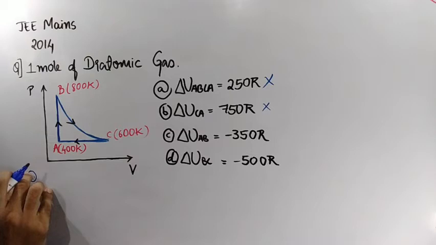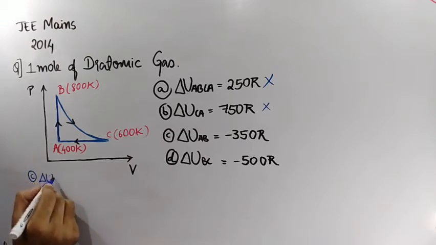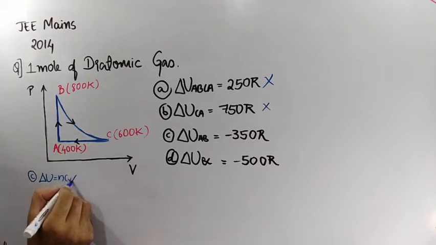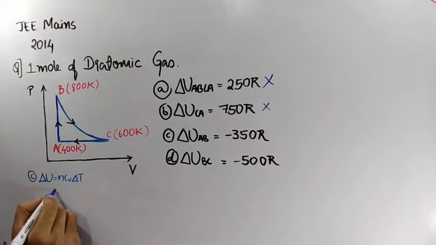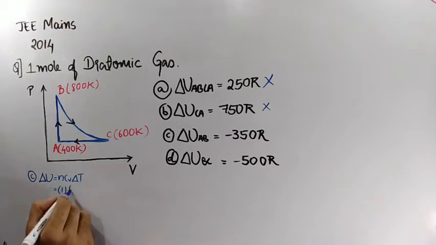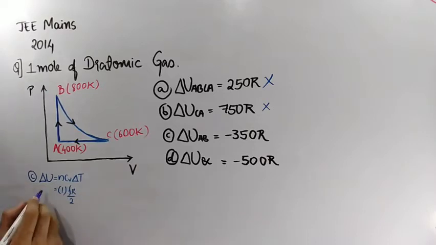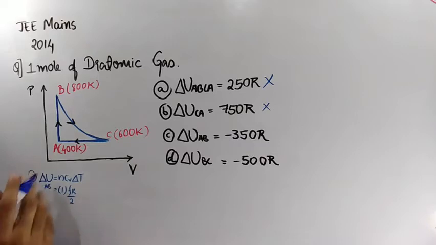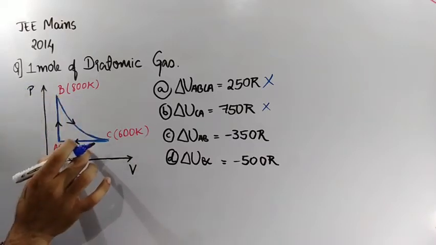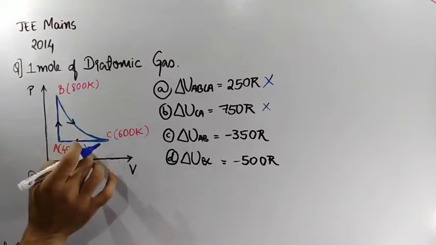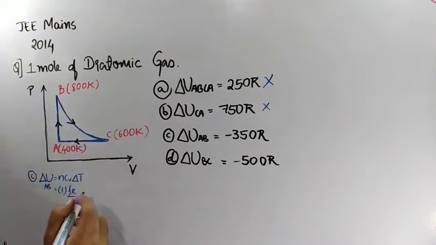So option C we are going to check now. Option number C: delta U is equal to nCv delta T. n is 1, Cv is fR by 2, and delta T is the value in the process A to B, which we have to calculate now. A to B: 400, 800. Final minus initial, 800 minus 400, so the value will be 400 here.